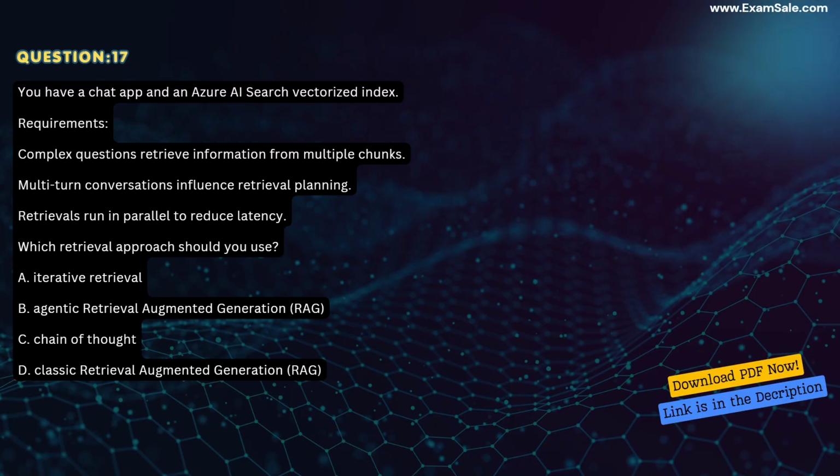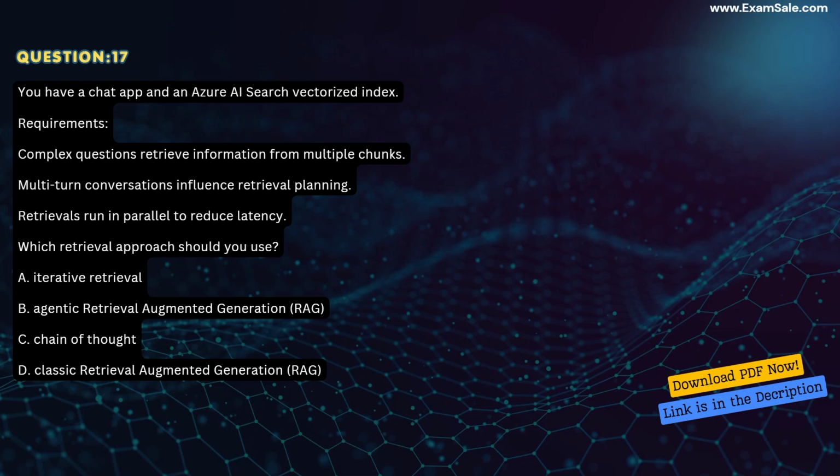Question 17. You have a chat app and an Azure AI search vectorized index. Requirements: complex questions retrieve information from multiple chunks. Multi-turn conversations influence retrieval planning. Retrievals run in parallel to reduce latency. Which retrieval approach should you use? A. Iterative retrieval. B. Agentic retrieval augmented generation RAG. C. Chain of thought. D. Classic retrieval augmented generation RAG.